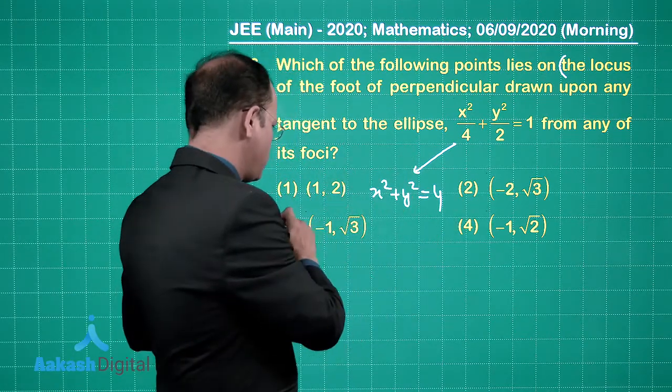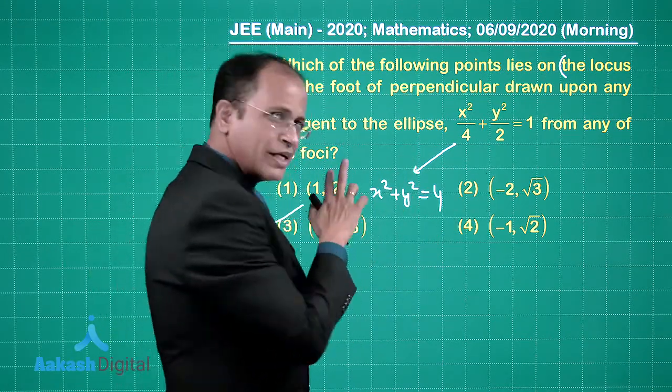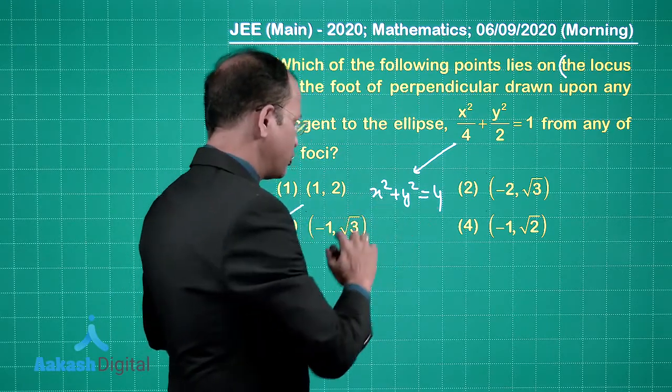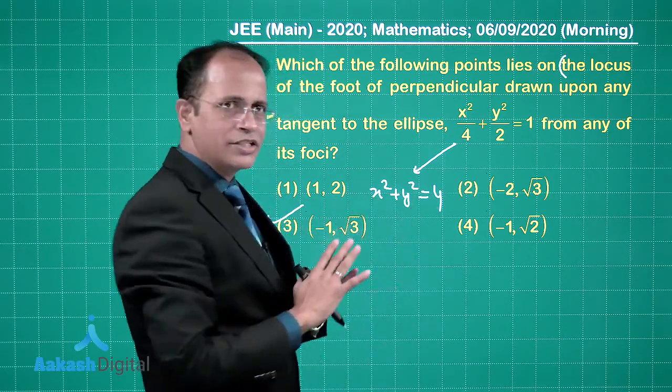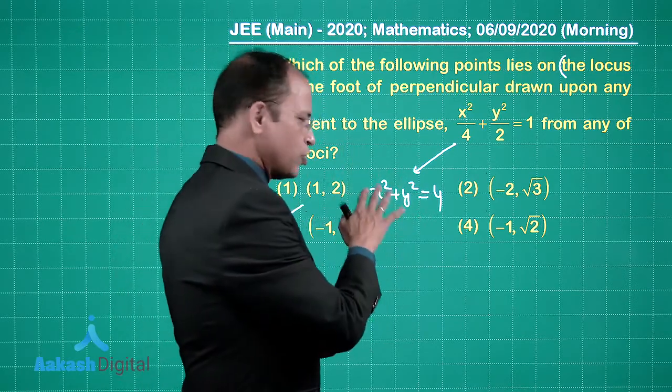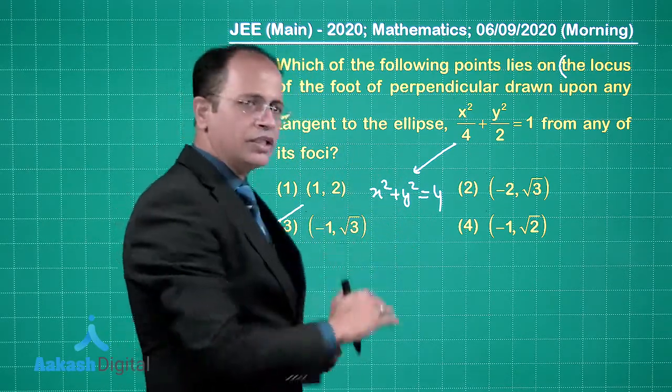Yes, the third option seems to be the right one, because if you substitute here we get 4. No other option satisfies this particular equation of the auxiliary circle. So option 3 will be the correct one.